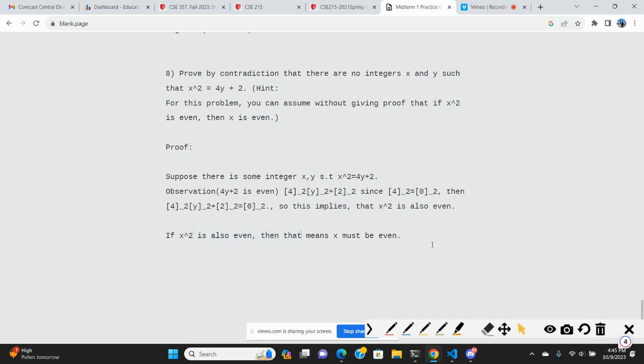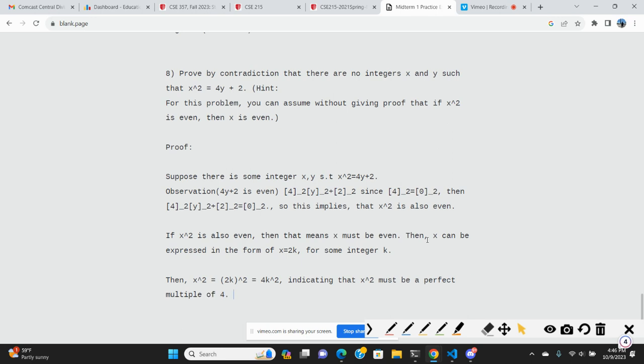you must include a subproof of that in your answer. So in this case, we're given that we can just assume this. So that means x must also be even. Then x can be expressed in the form x equals 2k for some integer k. Then that means that x squared must equal (2k) squared, which is equal to 4k squared, indicating that x squared must be a perfect multiple of 4.